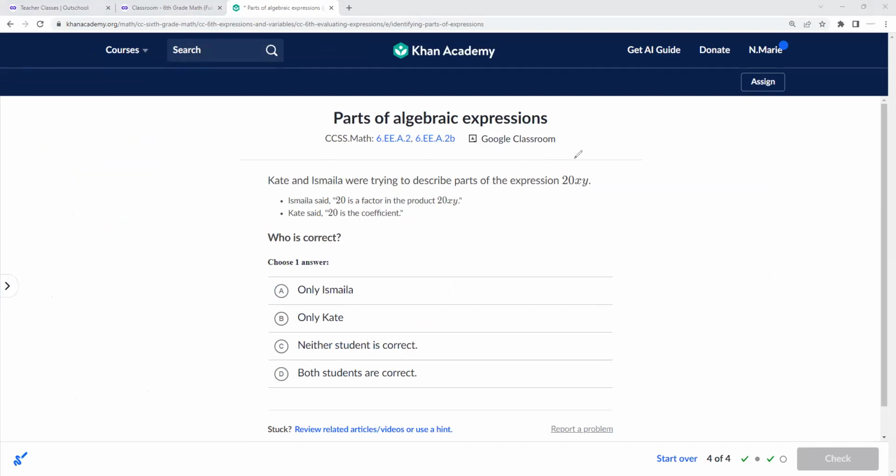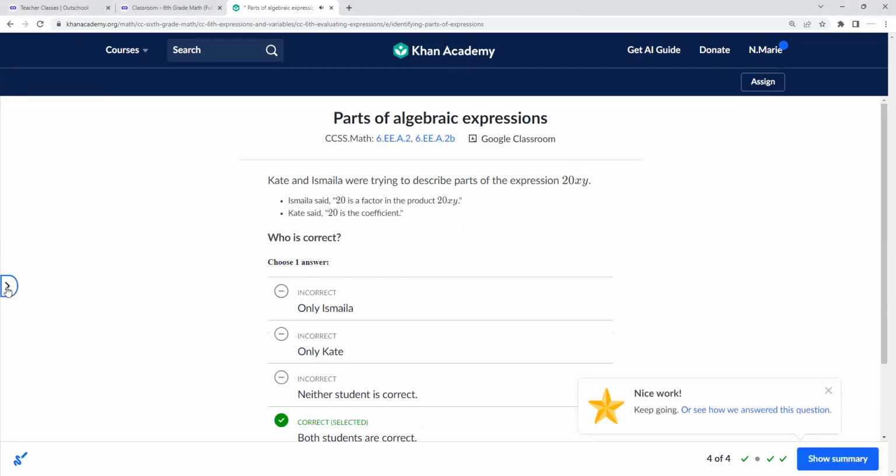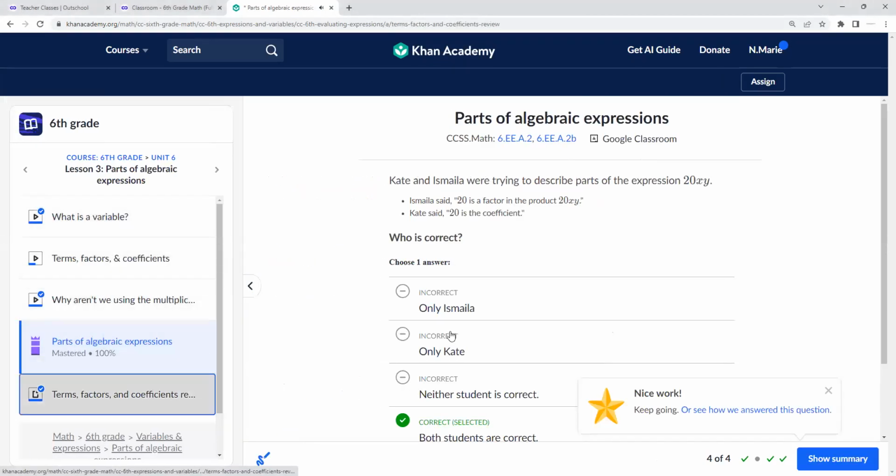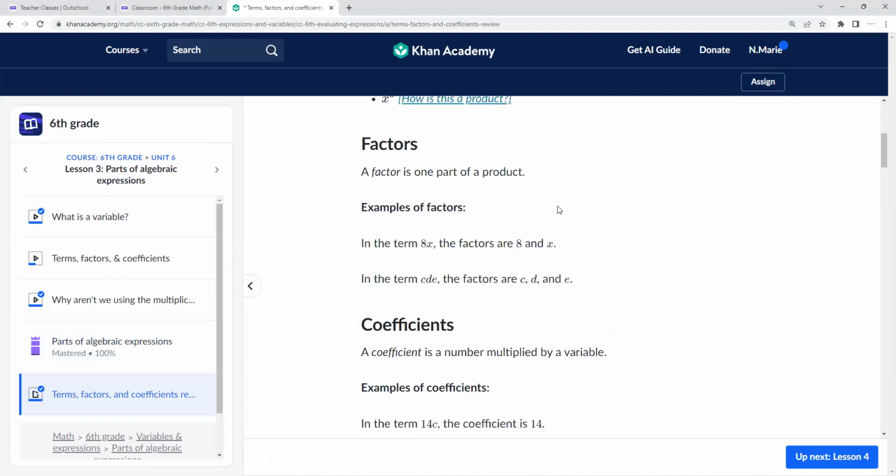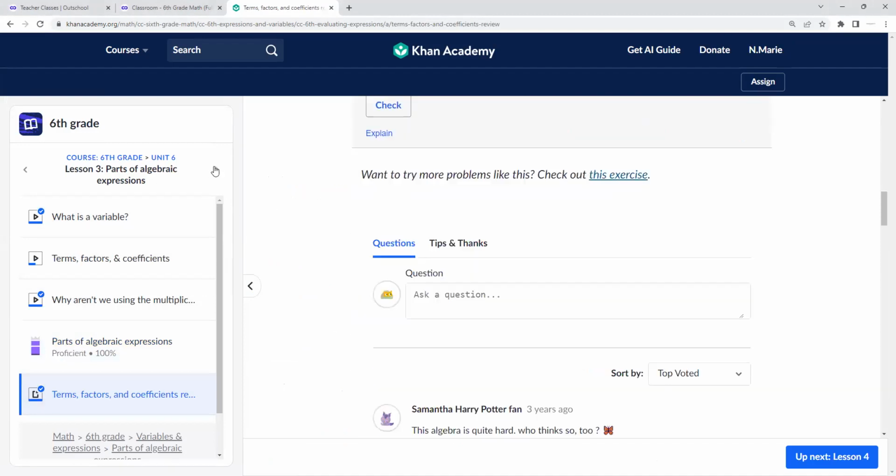So these two people try to describe this expression here, which is three factors. They're being multiplied together. 20 is a factor in the product, yes, that's correct, right? And yes, 20 is the coefficient. Both of these students are correct. So really, it's just testing you on the vocabulary that I just went over.